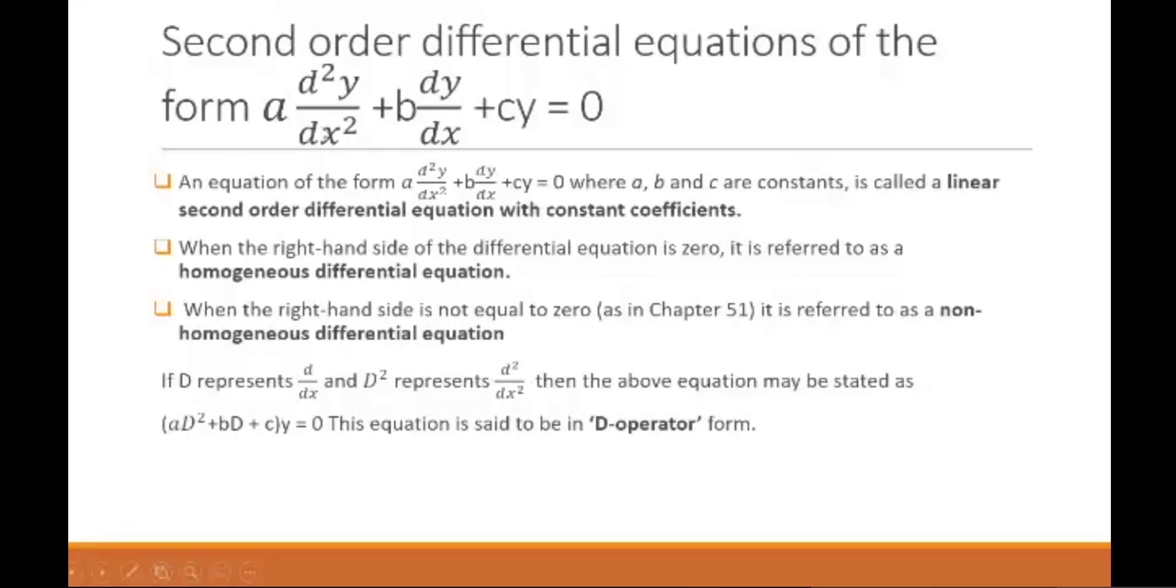So we have a second derivative term. The coefficient of the second derivative is a. The coefficient of the first derivative is b, and the coefficient of the y term is equal to c, and you can see the right hand side is equal to 0. So when the right hand side of the equation is equal to 0, it is called a homogeneous differential equation. So we are going to look at the methods of solving homogeneous differential equations.